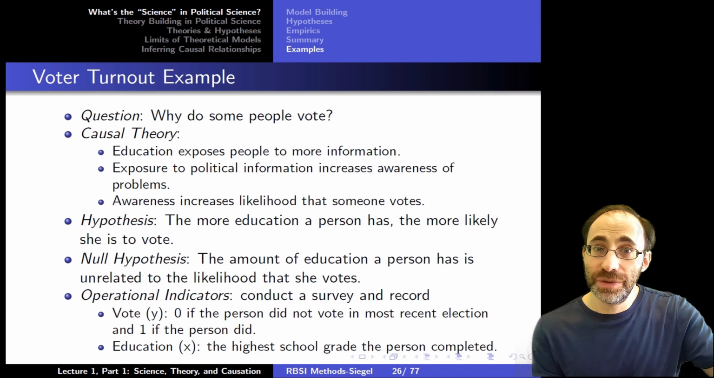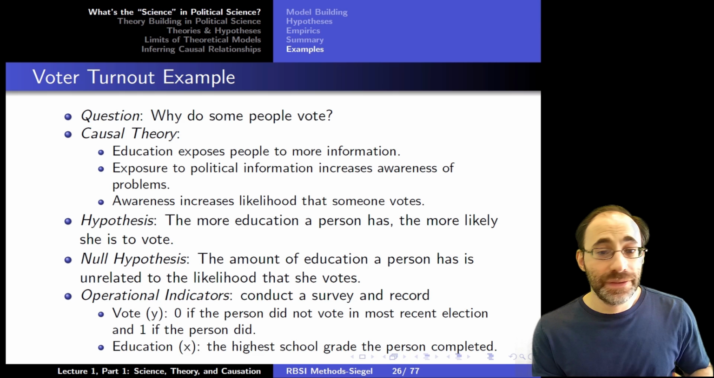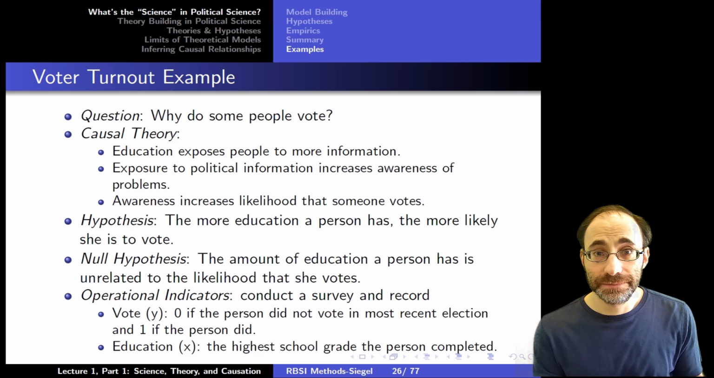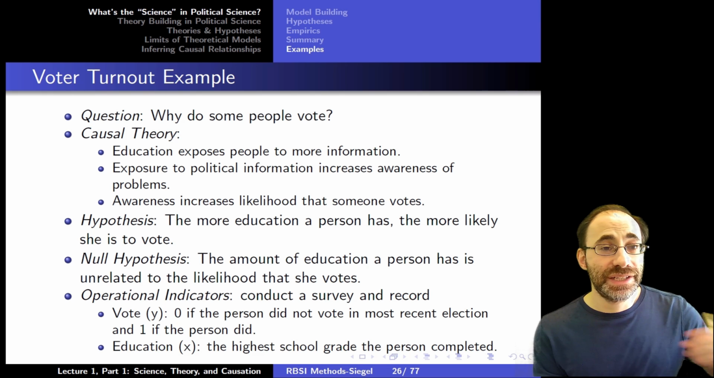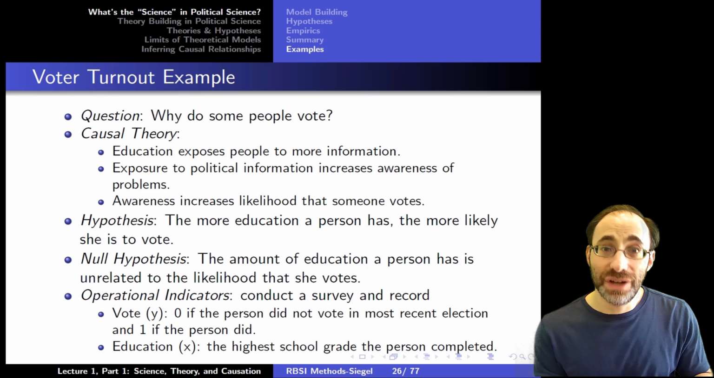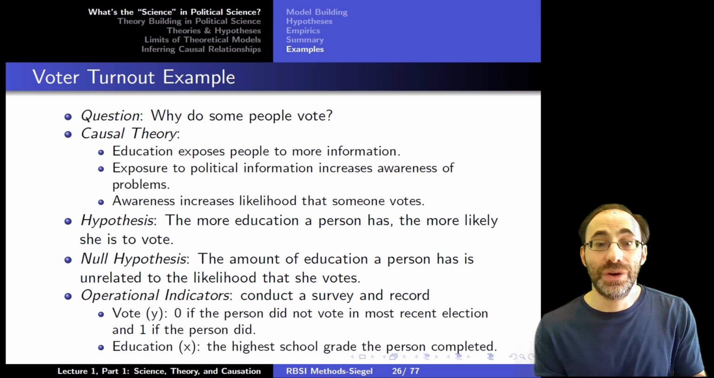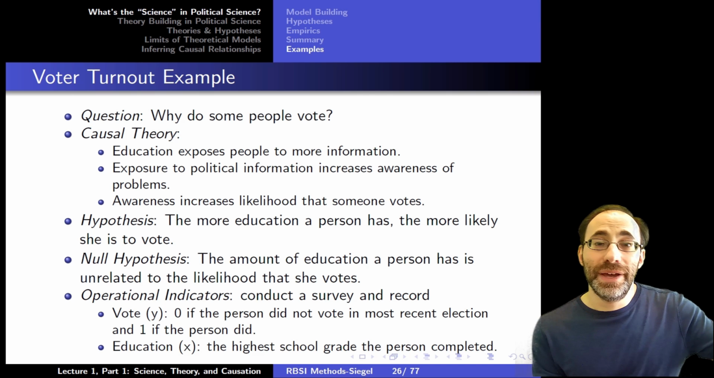So when we have our hypothesis, we draw a null hypothesis, which is there's no relationship at all. The amount of education a person has has nothing to do with the likelihood that she votes. That's a perfectly fine null hypothesis. It says there's no relationship. That's always the null. If someone asks you what the null hypothesis is, it's always nothing's happening. There's no connection. Okay. Once we do that, then we're going to measure things.